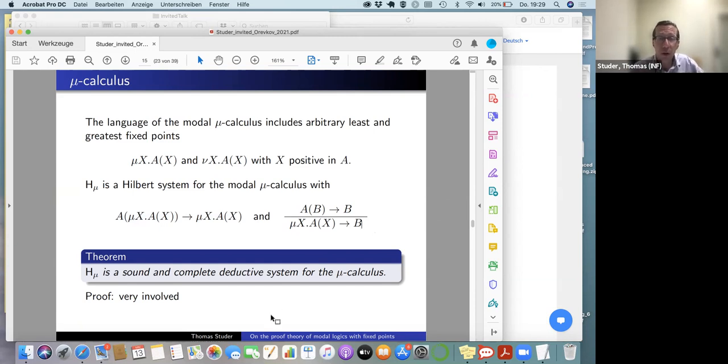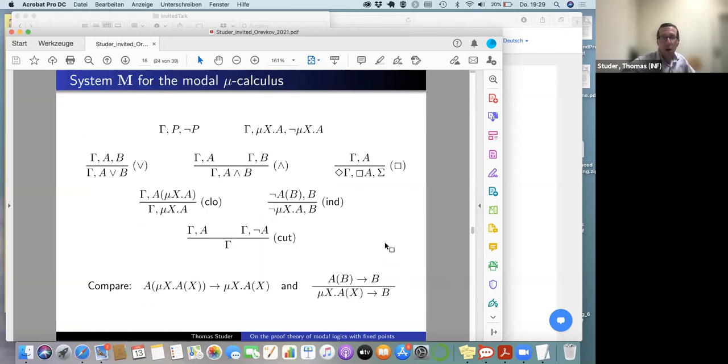The completeness proof, however, is really, really difficult. It's very involved, very hard to understand what's going on. So there's a huge leap here in complexity and in what's going on compared to common knowledge. So how about our cut-free systems?